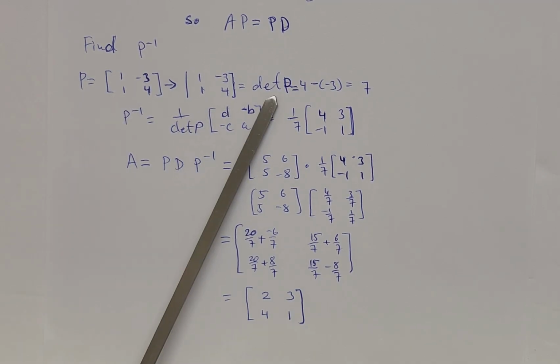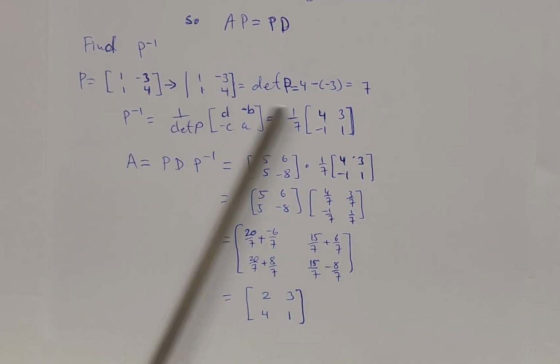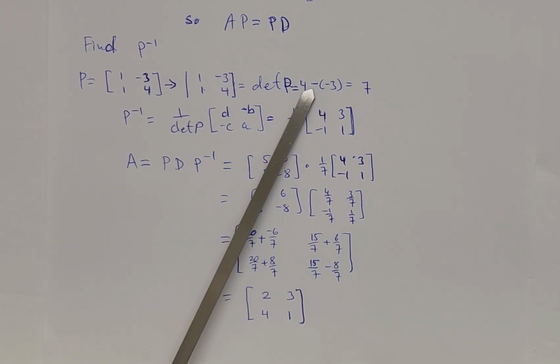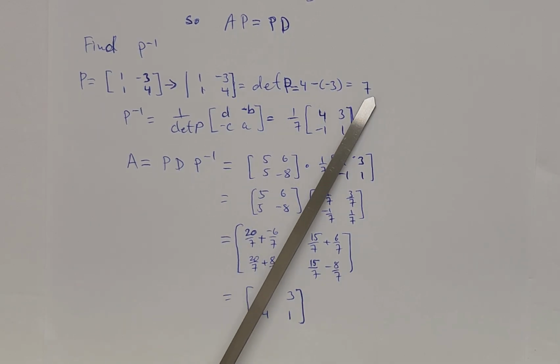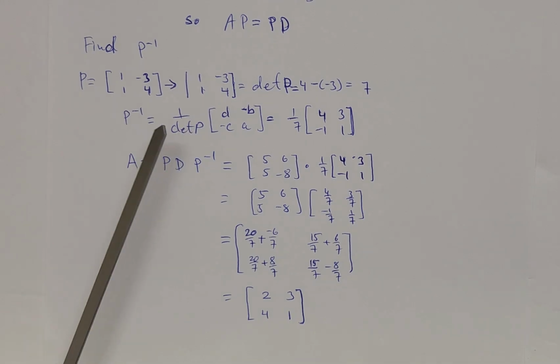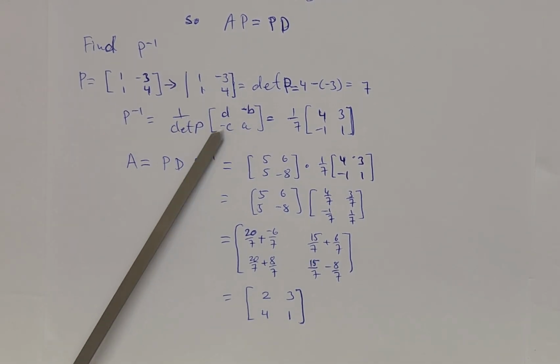So find the determinant of P. 1 times 4 is 4, minus 3 times -1, which is -3, but I have 2 negatives, so that gives me positives. 4 plus 3 gives me 7. Now using the inverse formula for a 2 by 2: swap A and D, and negate B and C.